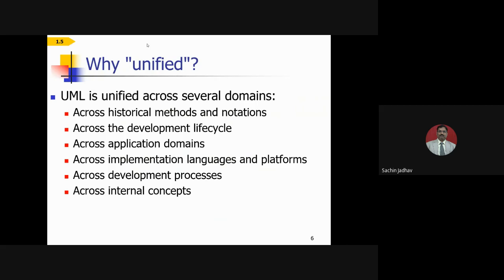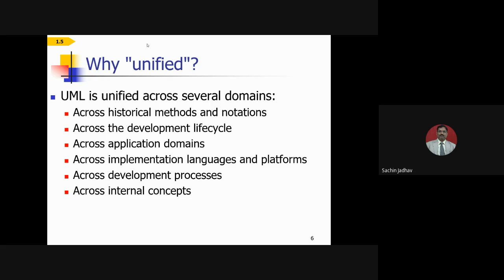The unified modeling language is called unified because of its unification across a number of different domains. There are so many different historical methods generated for software development. Across all the historical software development methods, and whatever notations are used for object-oriented concepts, we required unification, and hence this unified language was created.